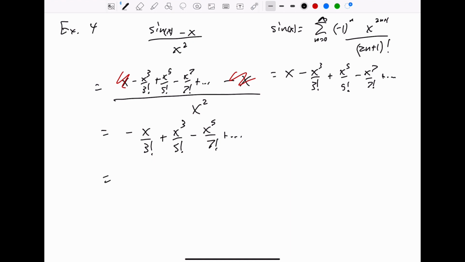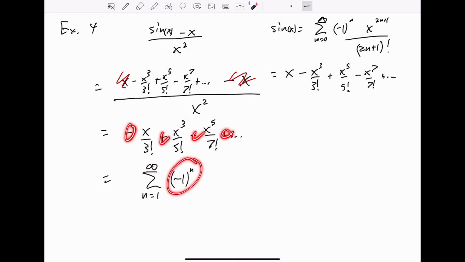Here's the expression that I get. I'm going to write this as the sum from 1 to infinity, negative 1 to the n. This will give me an initial negative term. Negative 1 to the 1st gives me negative. I want negative, positive, negative, positive. So I get an initial negative term.